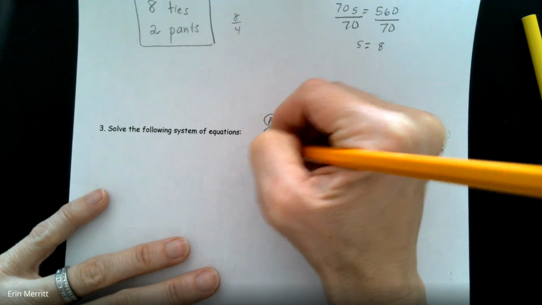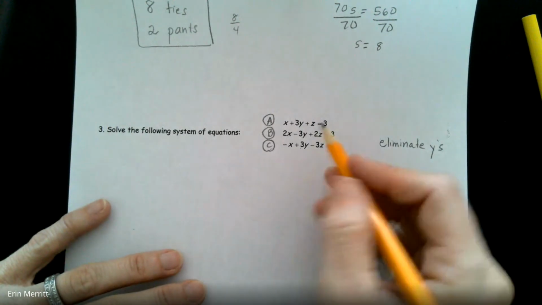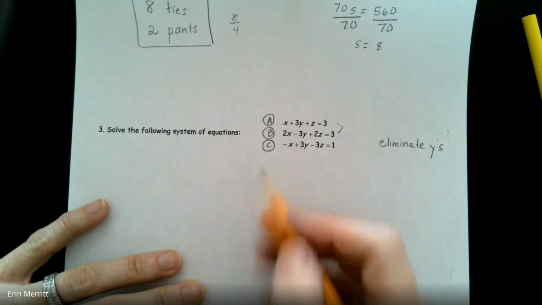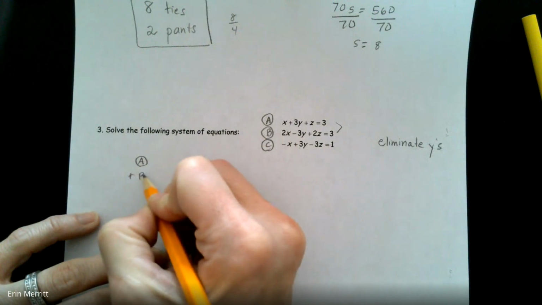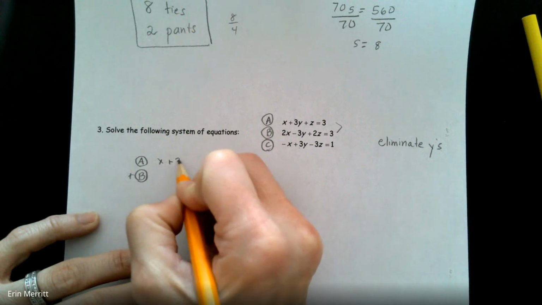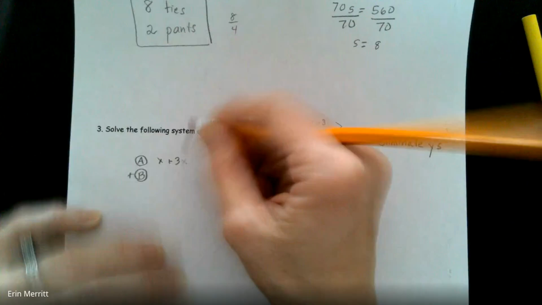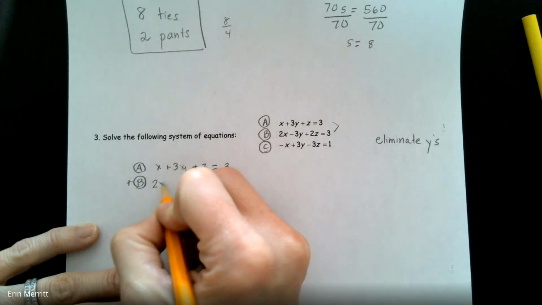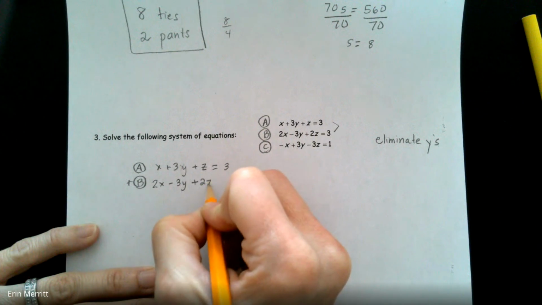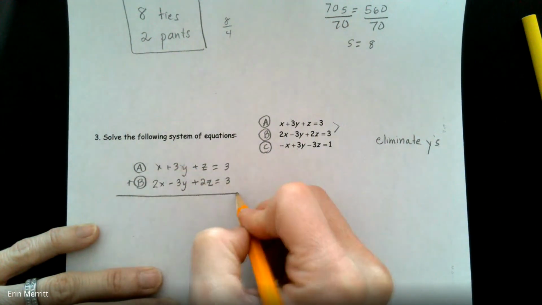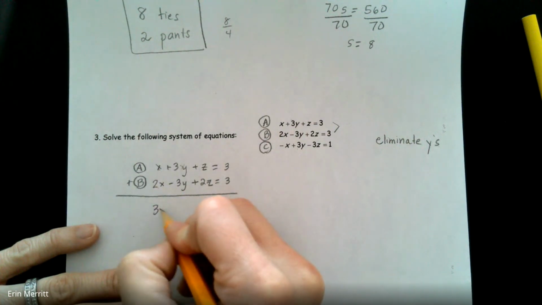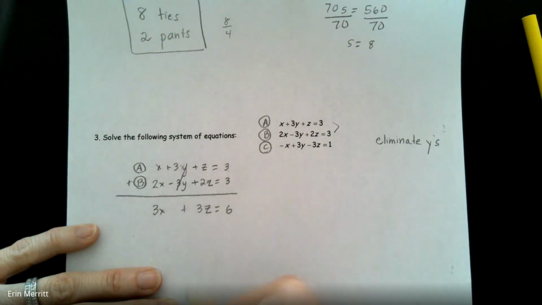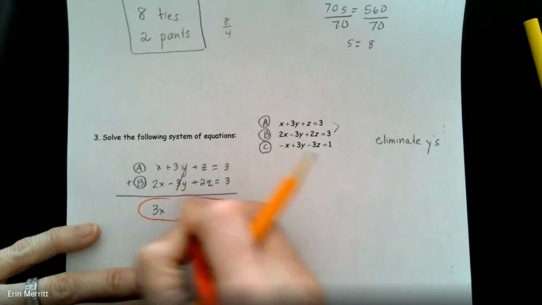So I'm going to call this A, call this B, call this C, or 1, 2, and 3 would be fine. But right now, I can pair up the first two, and they are ready to cancel out the Y's. So if I do A plus B, that's going to give me X plus 3Y plus Z equals 3. And then 2X minus 3Y plus 2Z equals 3. Make sure you add up all the terms. So this gives me 3X, this goes, that gives me 3Z, and 3 plus 3 gives me 6. There's my equation with 2 variables.